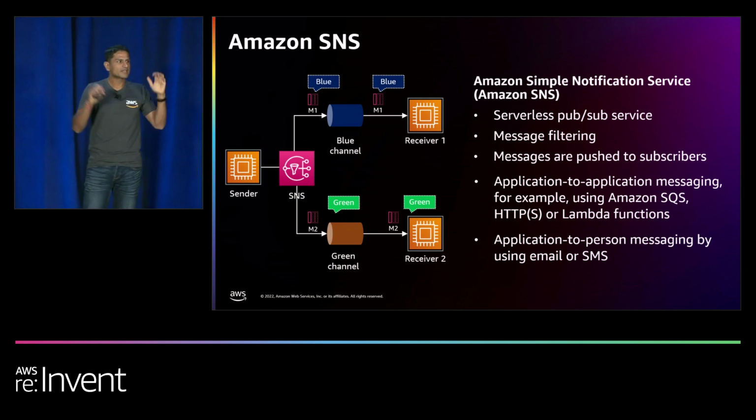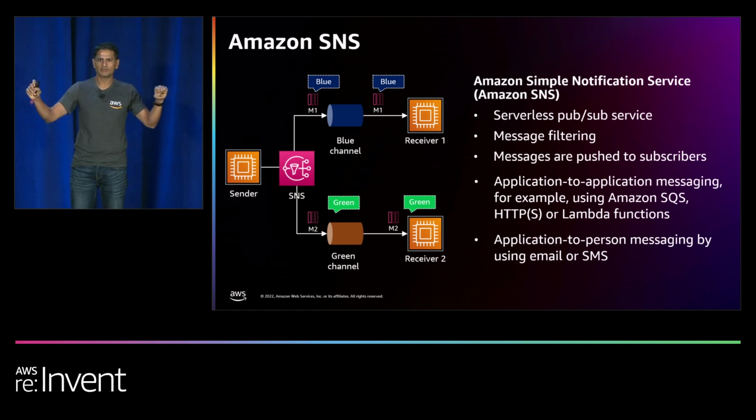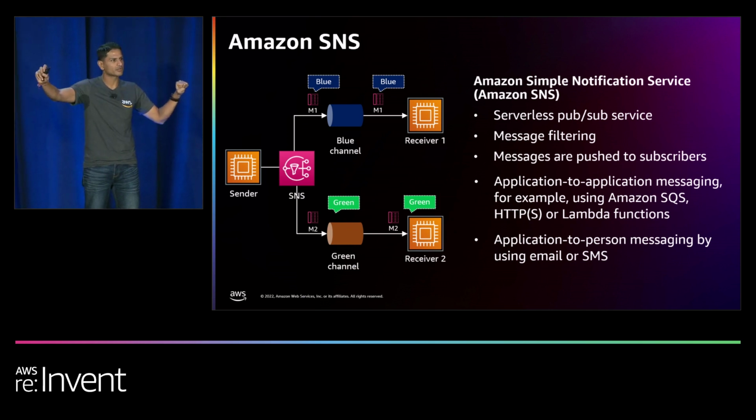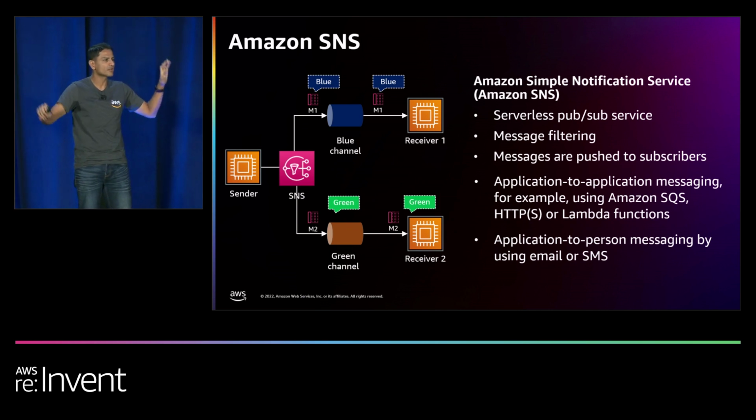The other aspect is the messages are actually getting pushed to the subscriber, so there's no polling operation involved. SNS supports two different use cases. So you can do application to application. So let's say the message comes to SNS, and you actually want to invoke a Lambda function or an HTTP endpoint. You can easily do that with SNS.